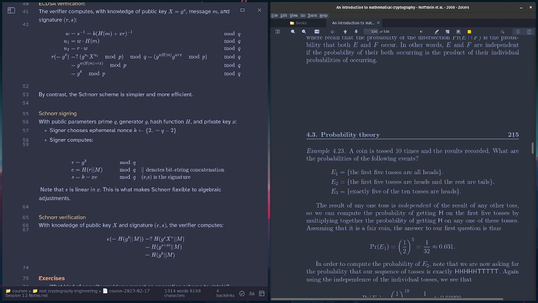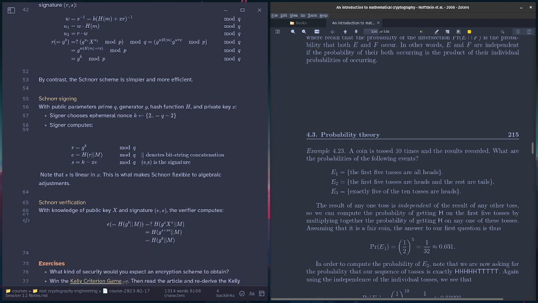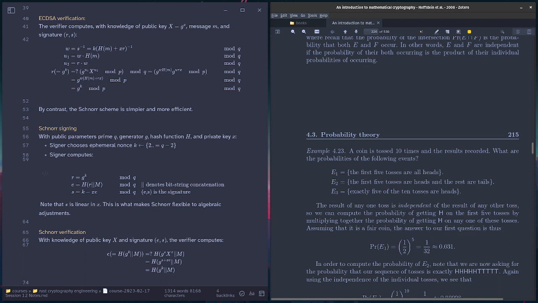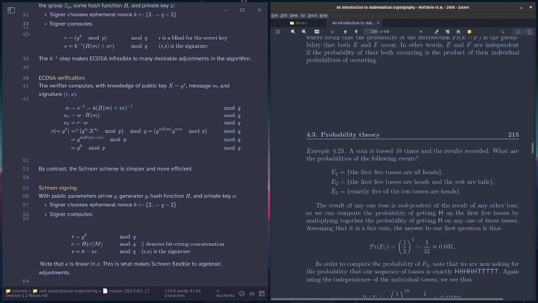The side-by-side comparison is laid out here for you if you'd like to peruse that at your own rate. But the main thing to take out of this is that these are basically the two most common signature schemes. And the main incentive to move away from ECDSA is not really that it's insecure so much as the presence of this k to the negative 1 component makes it quite difficult to manipulate into other signature adjacent primitives.